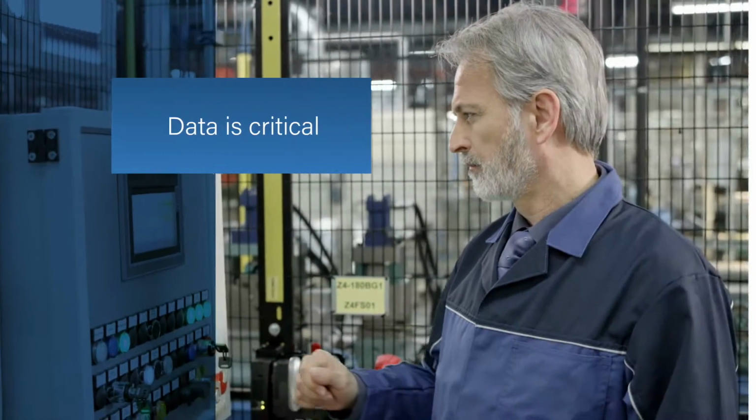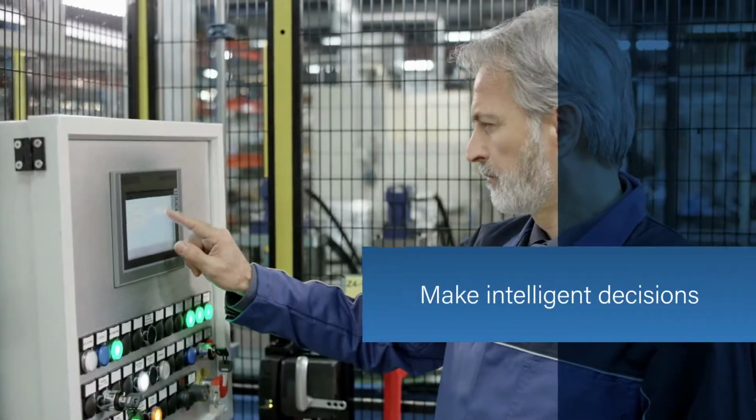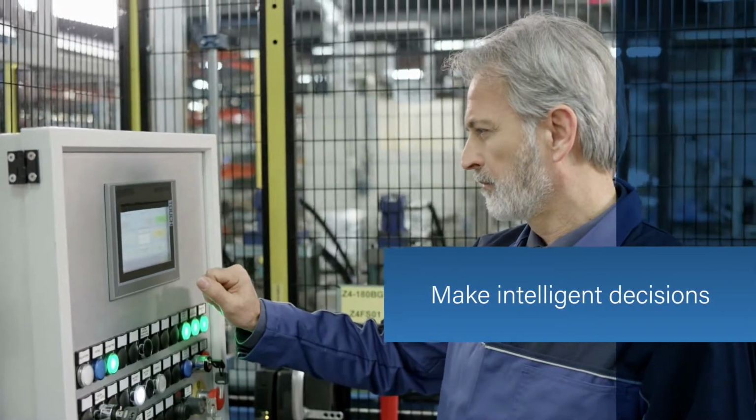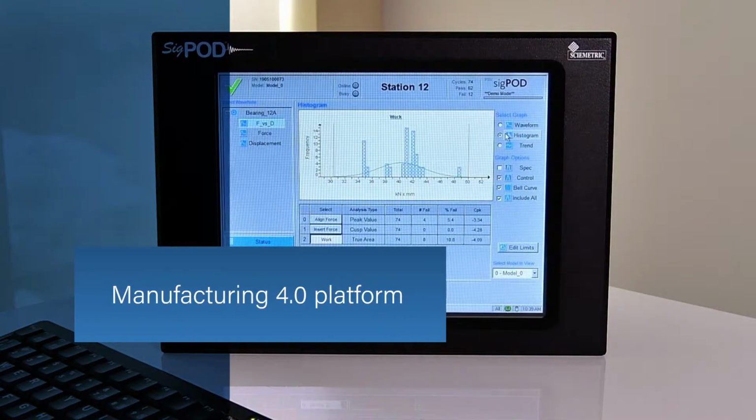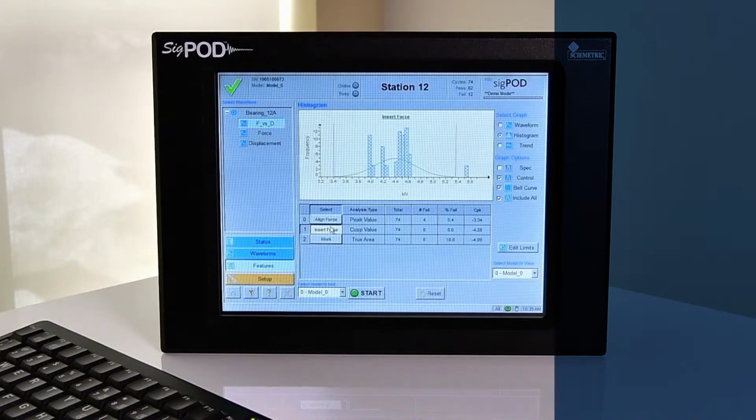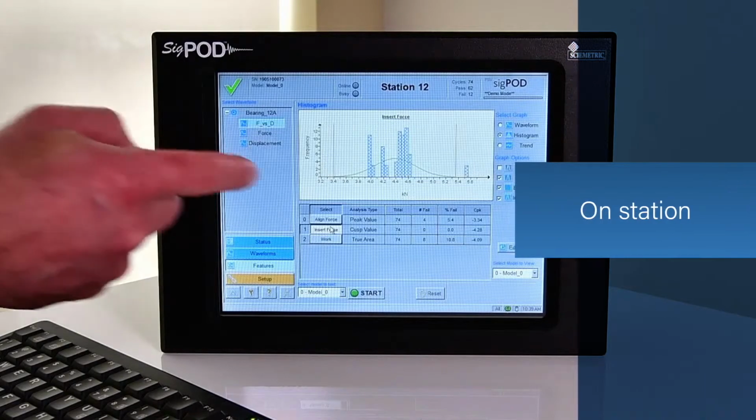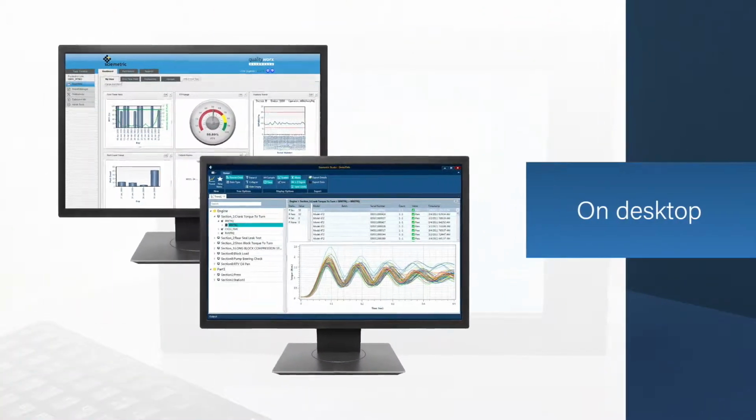In today's smart factory, data is critical to deliver the insight you need to make intelligent decisions at all levels of the organization. sigPOD is a true manufacturing 4.0 platform. Customers worldwide choose it for its ability to collect data and present it in multiple ways, right on the sigPOD station or at your desktop through our manufacturing analytics software.